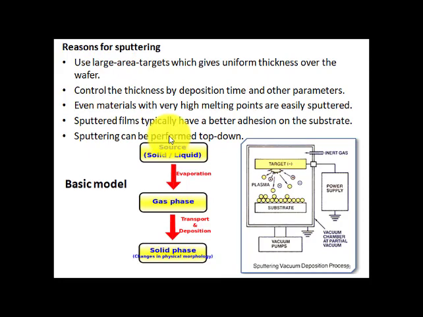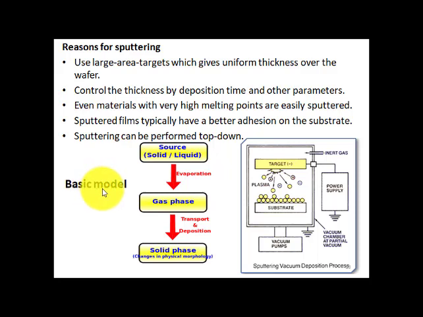Here are some reasons for sputtering. Use of large area targets, which gives uniform thickness over the wafer. Control the thickness by deposition time and other parameters. Even materials with very high melting points are easily sputtered, and sputtered films typically have better adhesion on the substrate. Sputtering can be performed from top to down.